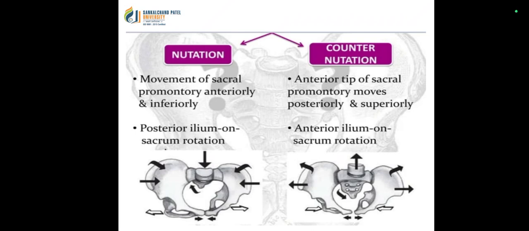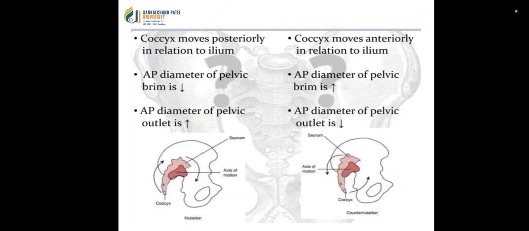Nutation, posterior ilium on sacrum rotation. In counter nutation, anterior ilium on sacrum rotation. In nutation, the coccyx moves posteriorly in relation to the ilium. Counter nutation, the coccyx moves anteriorly in relation to the ilium. In nutation, the AP diameter of the pelvic brim is decreased. In counter nutation, the AP diameter of the pelvic brim is increased. In nutation, the AP diameter of the pelvic outlet is increased. In counter nutation, the AP diameter of the pelvic outlet is decreased.